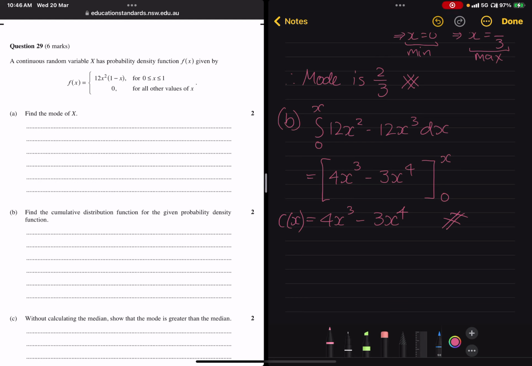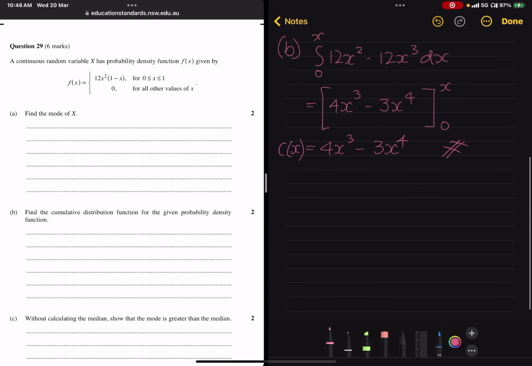So a common theme of both of these parts so far is that they're a bit complicated looking in terms of the wording. If you know specifically what the wording means, they're very straightforward. So this is a very easy 2 marks each, very easy 4 marks so far if you know what to do. It's difficult if you don't. Now, part C is rather oddly constructed. It says, without calculating the median, show that the mode is greater than the median.